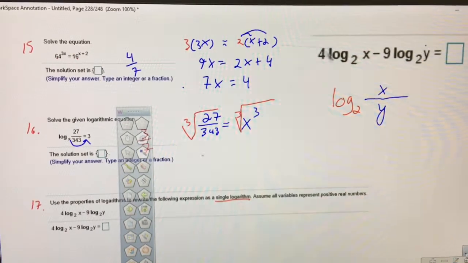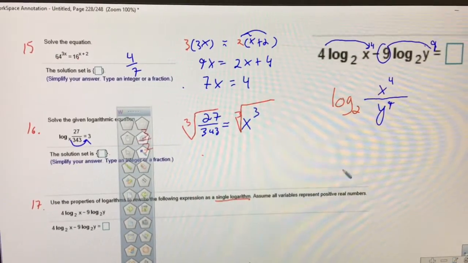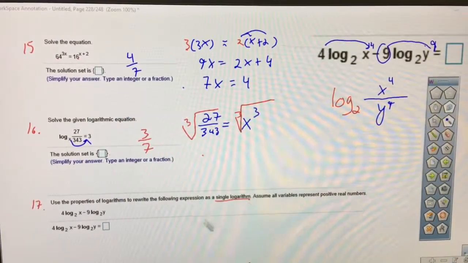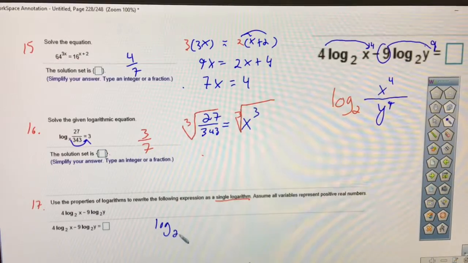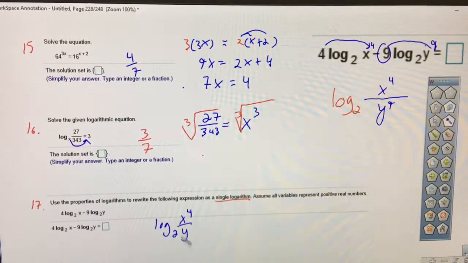And the 4 that's out in front goes to the power now. So this is going to be x to the 4th. The 9 that's out in front goes to the power now. So that's going to be y to the 9th. So your answer for that problem is going to be log base 2 of x to the 4th over y to the 9th.